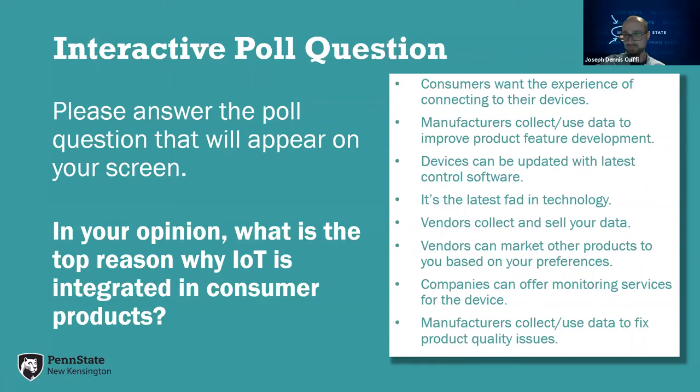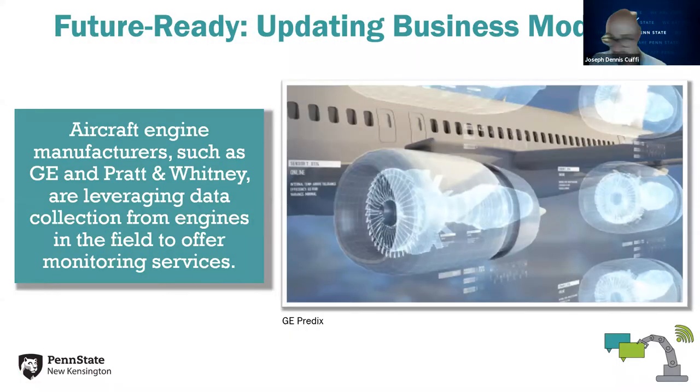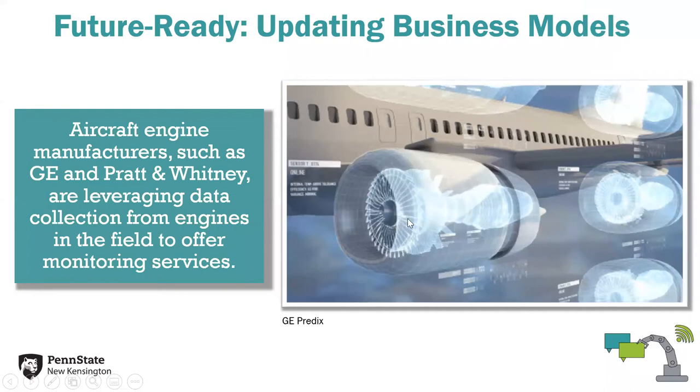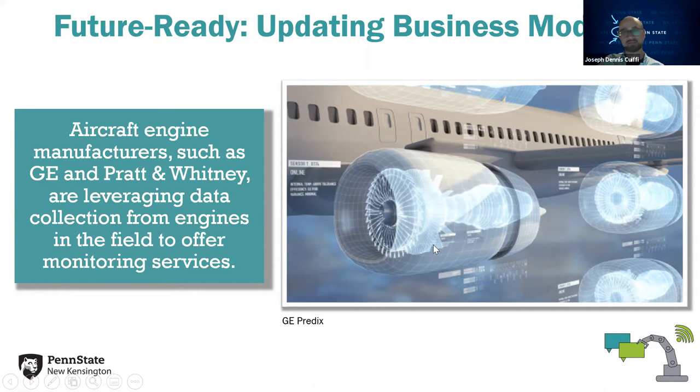Excellent. Thank you for participating in that. Let's talk about some of the other things here. The updating of business models. Okay. Now you're looking at an aircraft or engine manufacturer like GE or Pratt & Whitney. So their business in this market has been making the best turbine engines, the most reliable turbine engines, the most fuel efficient turbine engines you can possibly make and sell to aircraft vendors.